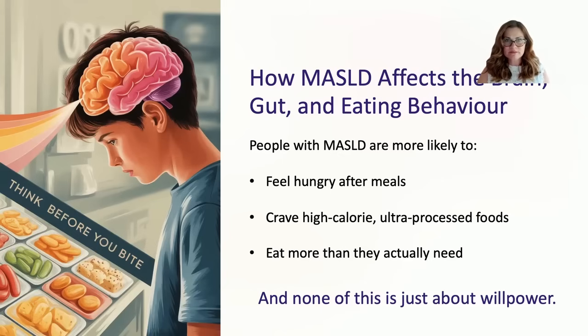So what does this really mean in real life? People living with MASLD are more likely to feel hungry after meals, crave high-calorie, ultra-processed foods, and eat more than they actually need. And not all of this is about willpower. These are biological changes that make it harder to control eating, maintain a healthy weight, and protect the liver. That's why treating MASLD isn't just about telling people to eat better, it's about understanding what's going on in the body and building supports around it.